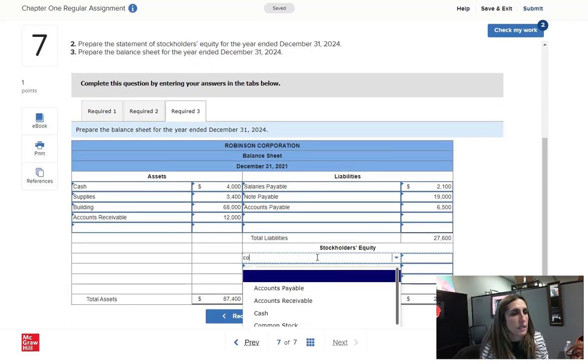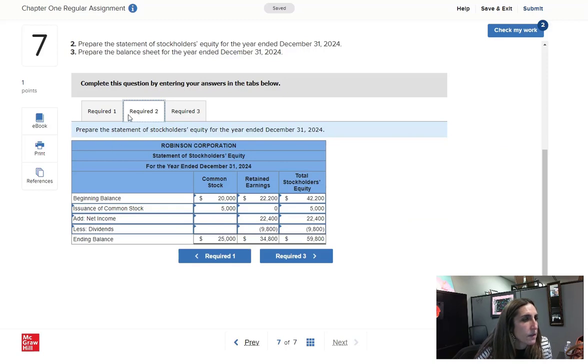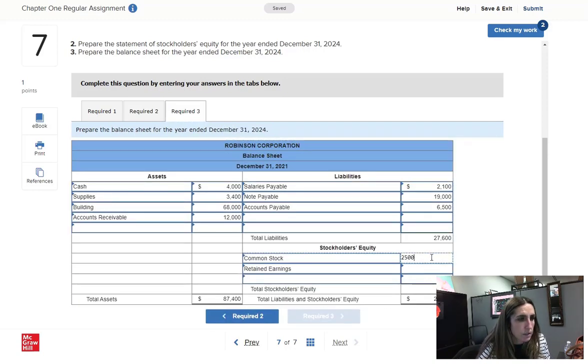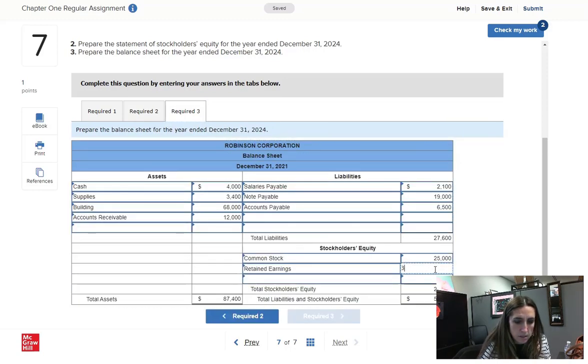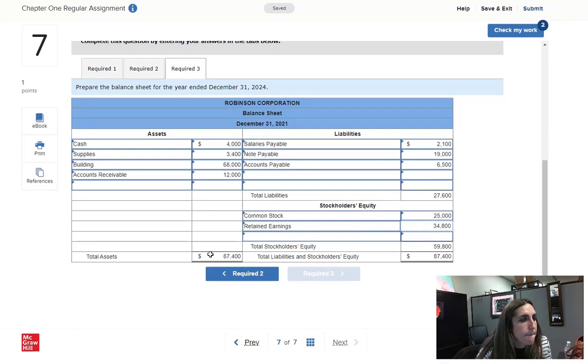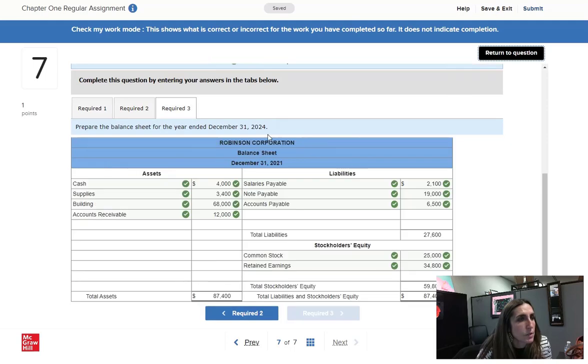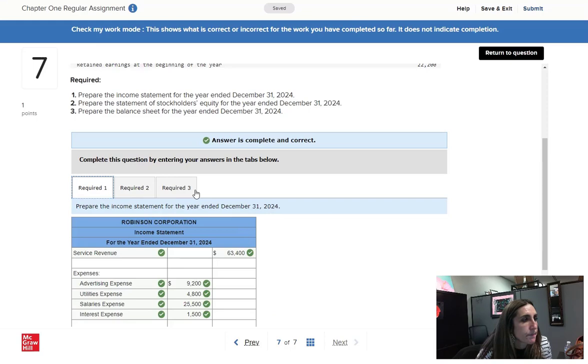So let's fill in these numbers of common stock, ending balance, and retained earnings from our prior statement and see if we balance. So go back to requirement 2, $25,000 there. So that's going to go in for my common stock. Retained earnings I had $34,800. Also should be what they gave you up here, $34,800 and $25,000. Those are the ending balances. The total assets do match to the total liabilities. I'm going to check it, make sure it says it's complete because I may have missed a box. It does. My answer is complete and correct.